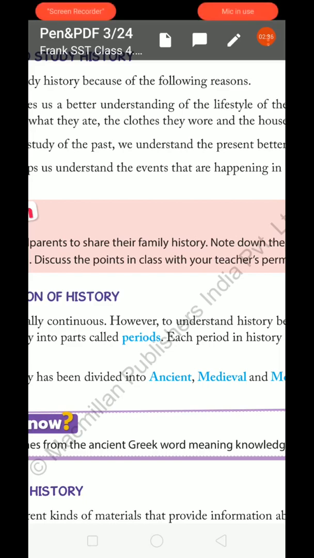I think everyone has heard about Ayurvedic treatment. Ayurvedic treatment is a past history. If we have a cold, then we can easily cure it by Ayurvedic treatment at home. So it helps to make our present better.